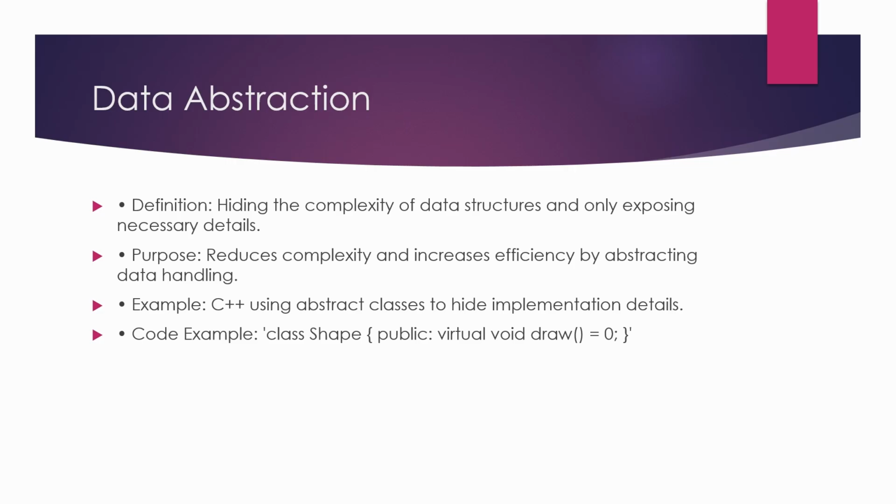Data abstraction is about hiding the implementation details of data structures and exposing only the necessary aspects. For instance, in C++, we can use abstract classes to define a common interface for different data types, while the underlying details remain hidden. This allows us to interact with objects in a simplified manner without needing to understand the internal workings.